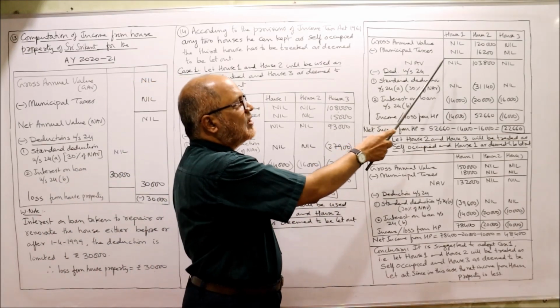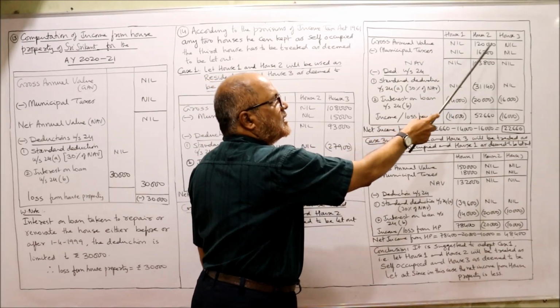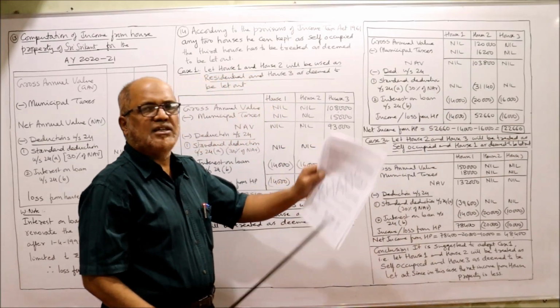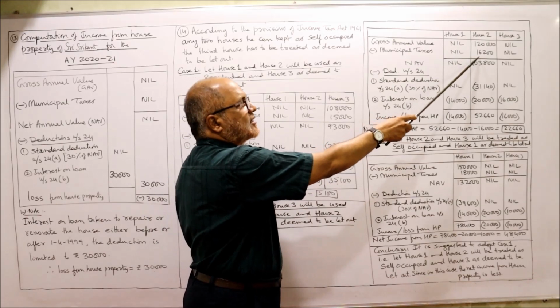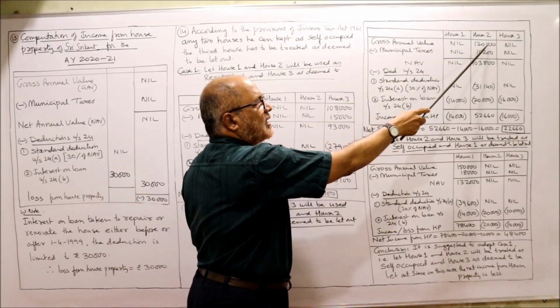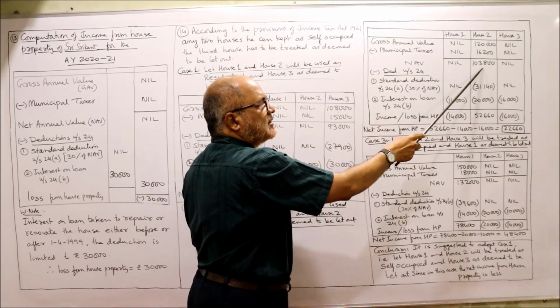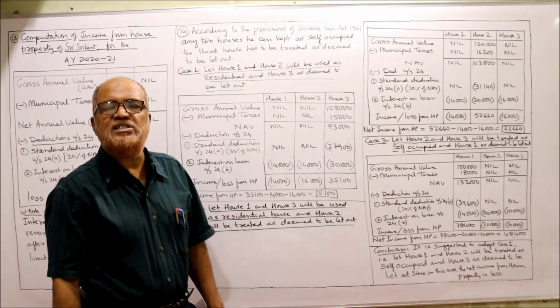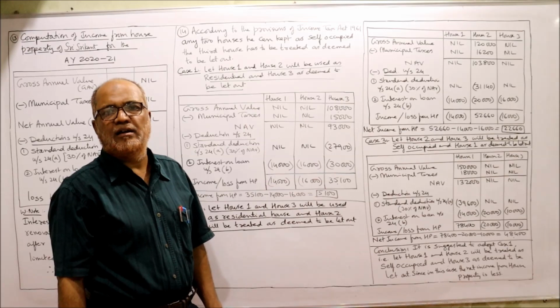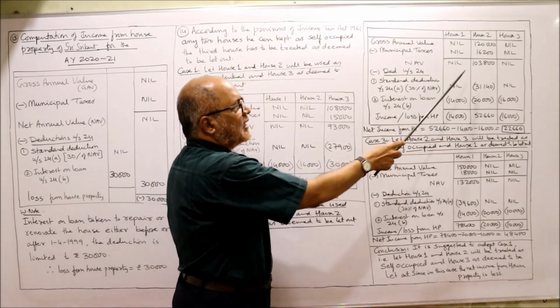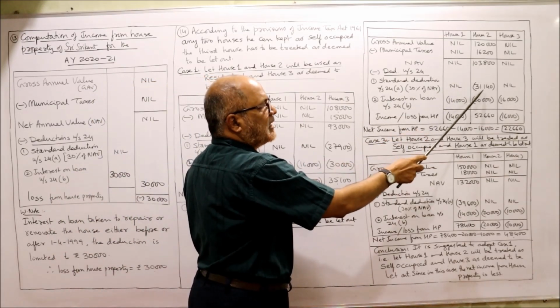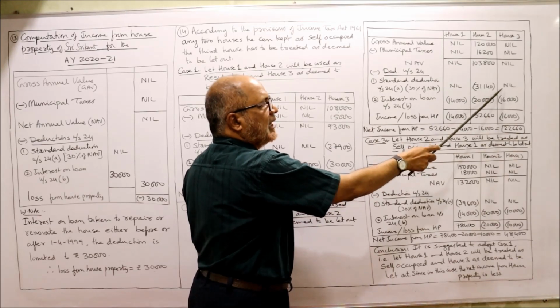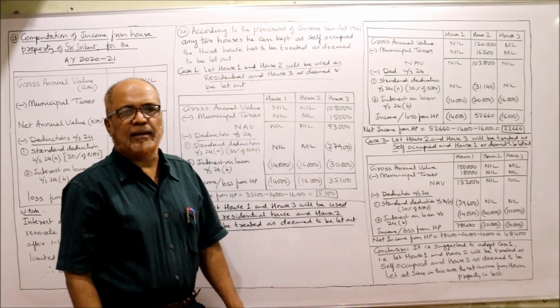Less municipal taxes will not be given for first house and third house. Second house municipal taxes given 16,200. Now deduct nil. 1,20,000 minus 16,200, 1,03,800. Nil. Now deductions under section 24. First standard deduction under section 24A, 30% of NAV. So 30% of 1,03,800, 31,140. Nil, nil. Interest on loan taken.